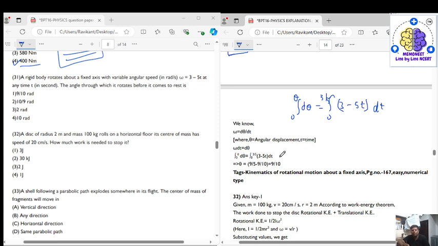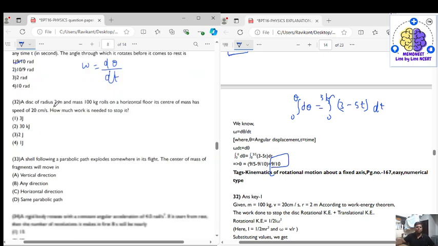Integrating this and solving, we will get theta is equals to 9 by 10, right? So question number 31 has a correct answer as option 1, which is 9 by 10, right? So the formula which we have used over here is omega is equals to d theta by dt, right? Now next, coming to question number 32.